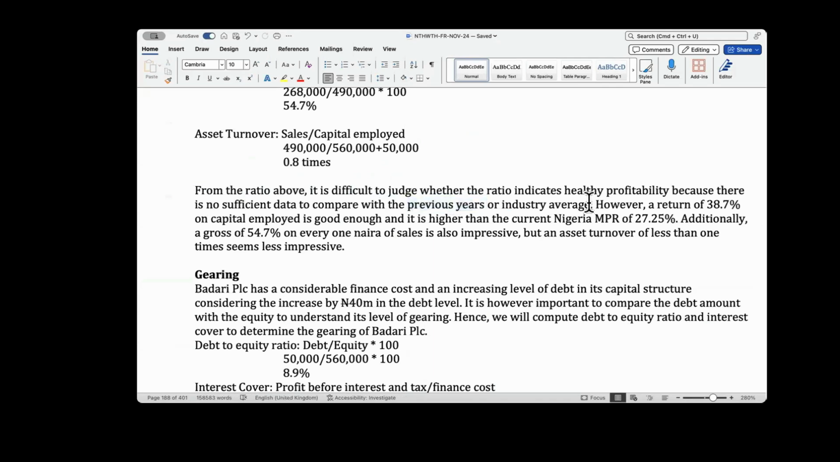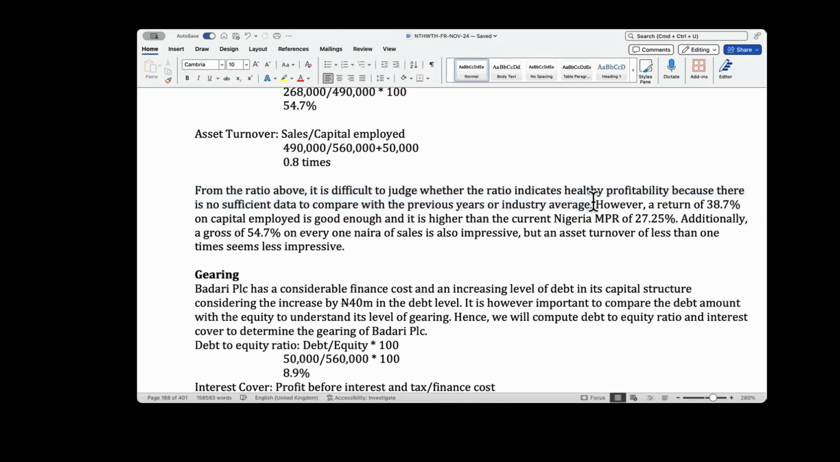Because the only way you can make a judgment on ratios is by comparing with the previous year or with the industry average. You cannot just look at a ratio for the year and say, this company is profitable. No, that's not how it's done.